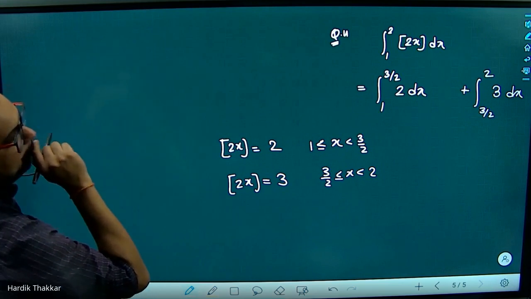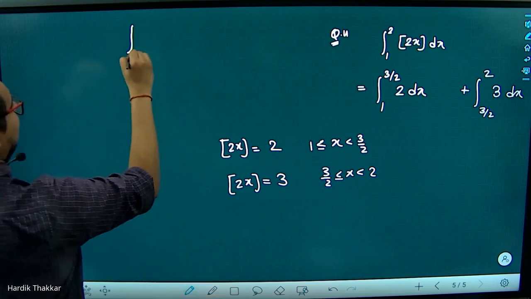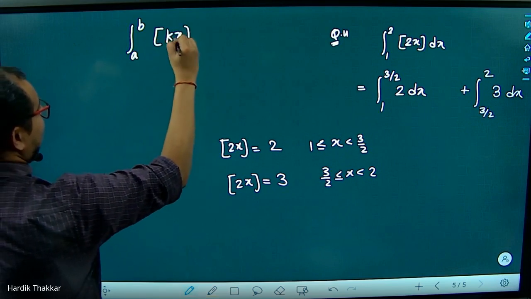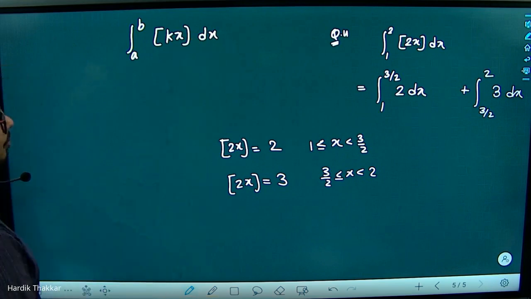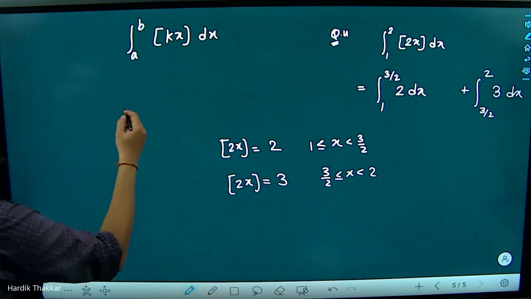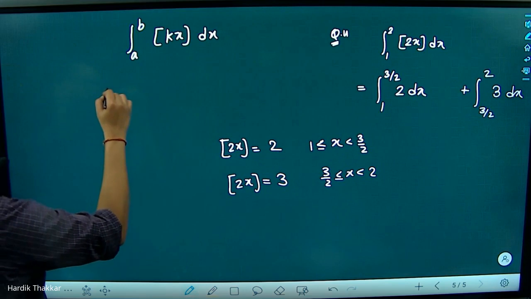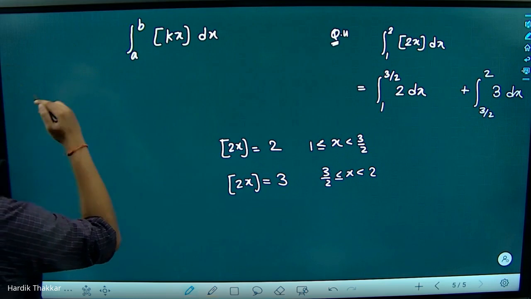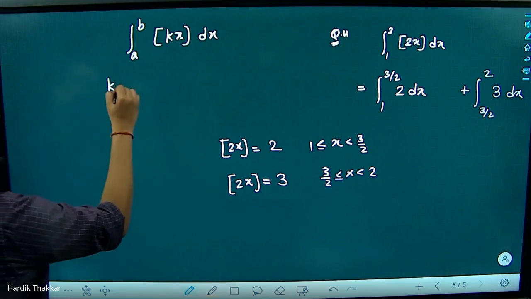How can I explain this? For example, whatever interval is there, say a to b, with the greatest integer of kx dx. Here the complete interval a to b will be divided first into some equal parts, that is, k equal parts.